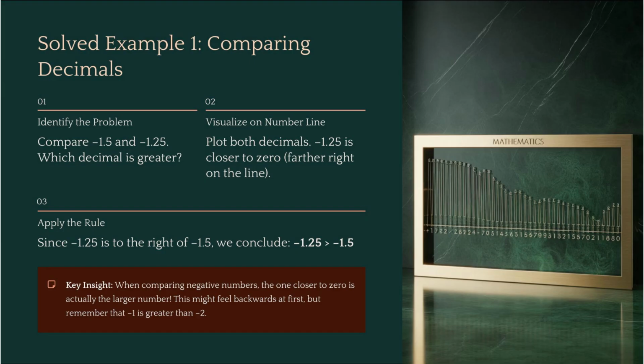Let's apply the rule to example 1, comparing the decimals -1.5 and -1.25. Both are negative, so they are to the left of 0. However, -1.25 is closer to 0 than -1.5, which means it is farther to the right. Therefore, -1.25 is greater than -1.5. The symbol is the greater than sign.